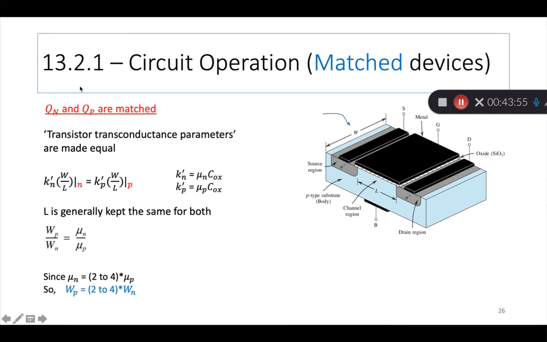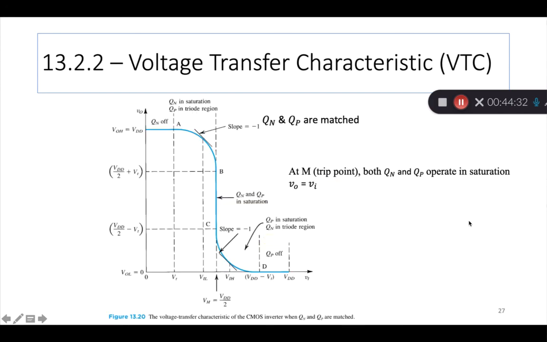So to make Qn and Qp matched, the big rule is that Wp will be 2 to 4 times Wn. Whatever is the ratio given for mu n to mu p, that ratio is applied to this equation, with Wp being higher in area than Wn. That means higher in width. So the width of the P region is 2 to 4 times the width of the N region. Okay, so that is what is meant by matched.